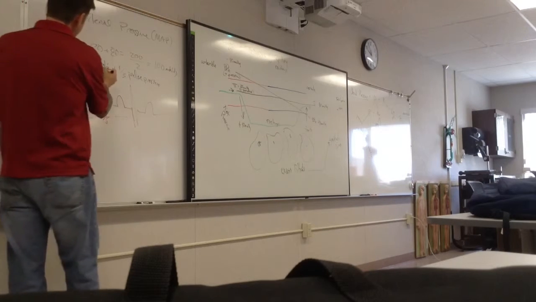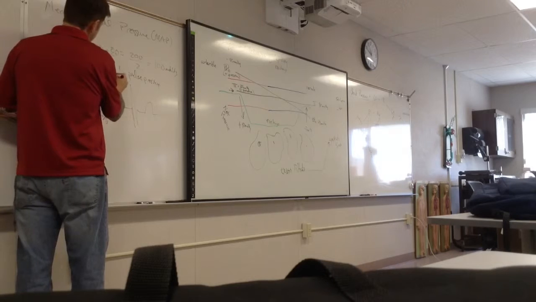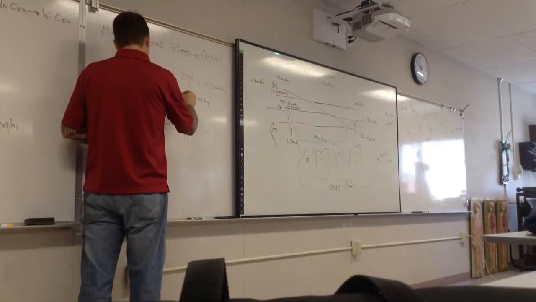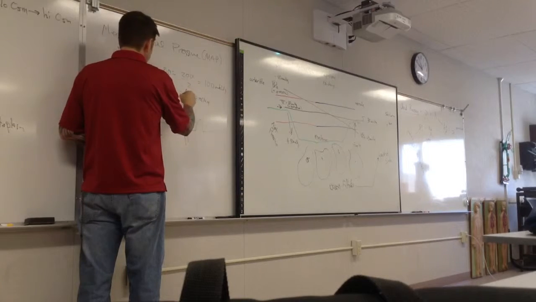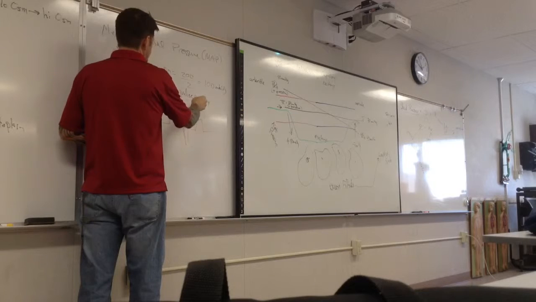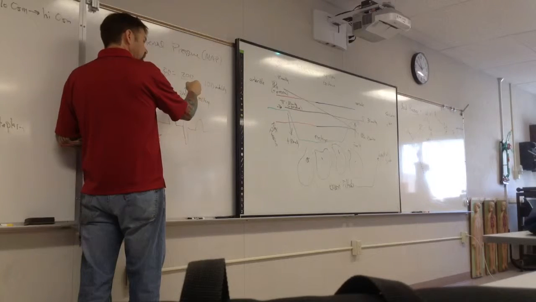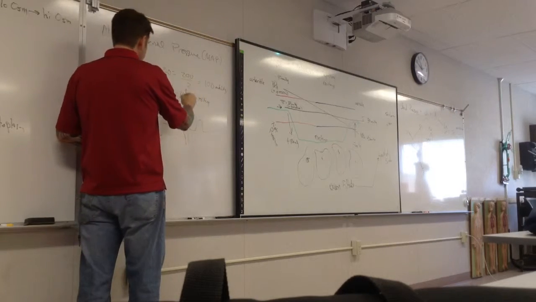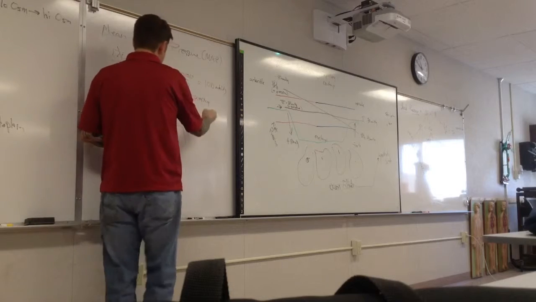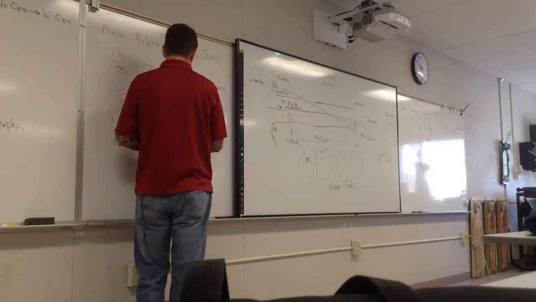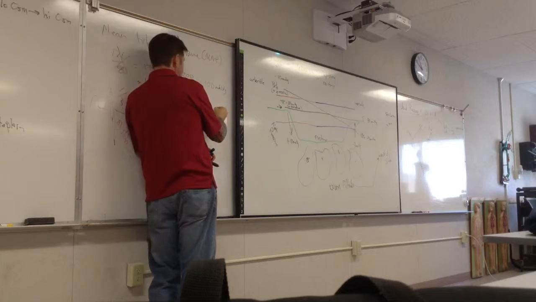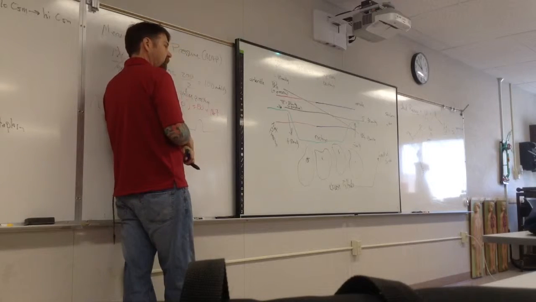It would be 80 plus a third of what number? What's the pulse pressure? Systolic minus diastolic? 40. So now it equals 80 plus, what's a third of 40? Is it 16.7? No. 13.3.